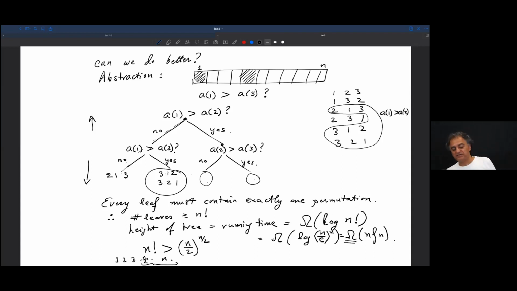Umesh, there's a question by Michael Kortkov. He's asking, are we proving that finding the number of inversions is n log n, or that sorting is n log n? Sorry. Okay. Can we do better? So this was in terms of sorting.